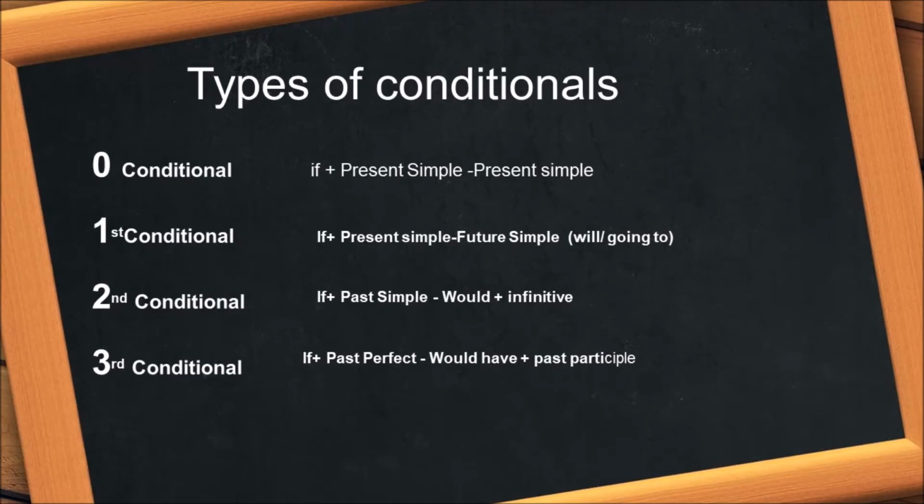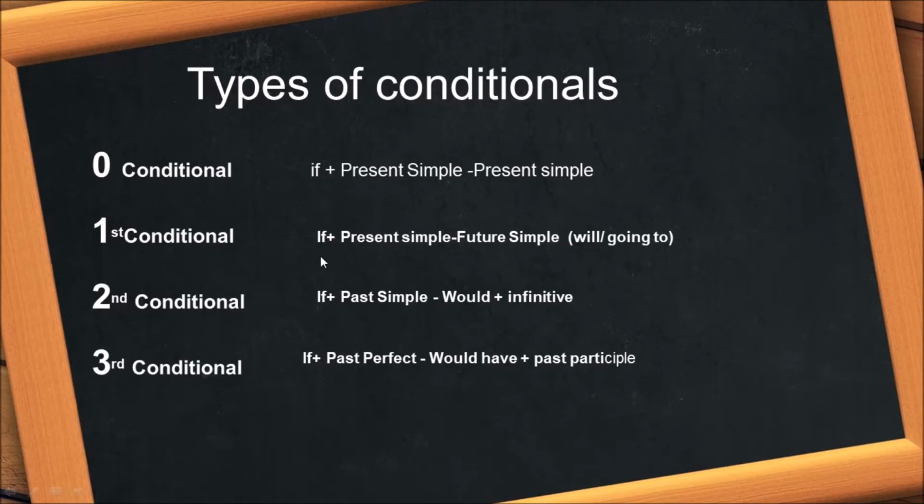Types of conditionals are zero conditional, first conditional, second conditional, and third conditional. Or with other words, we can say type 0, type 1, type 2, and type 3. Zero conditional is formed this way. We need if plus present simple to form the if clause and present simple for the main clause.